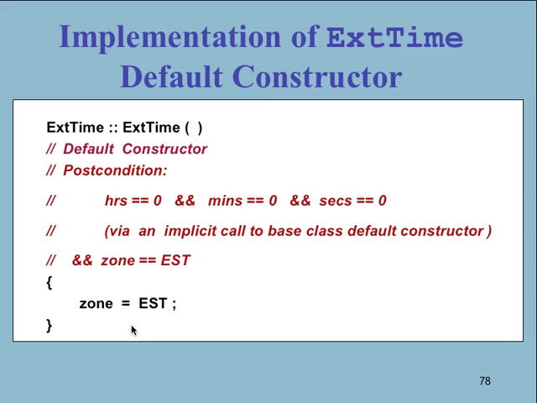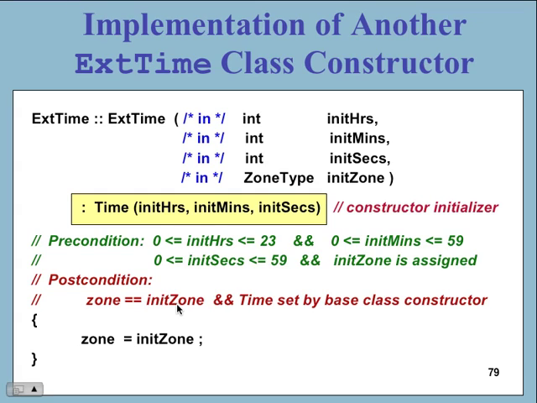So in the implementation of the default constructor, here we have an example where we have extended time that we're creating, and the default constructor doesn't take on any parameters. By default, that's the one that goes off automatically if you don't call one of the other ones. But it's setting zone to equal Eastern Standard Time by default. And then if we implemented another extended time class constructor here, we can say we have hours, minutes, and seconds, and time zone. And then we can inherit that from time.